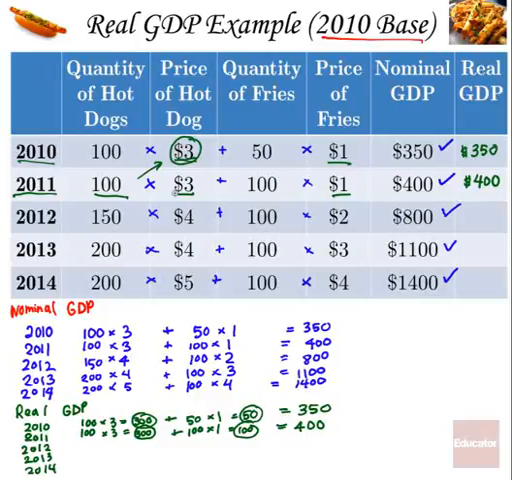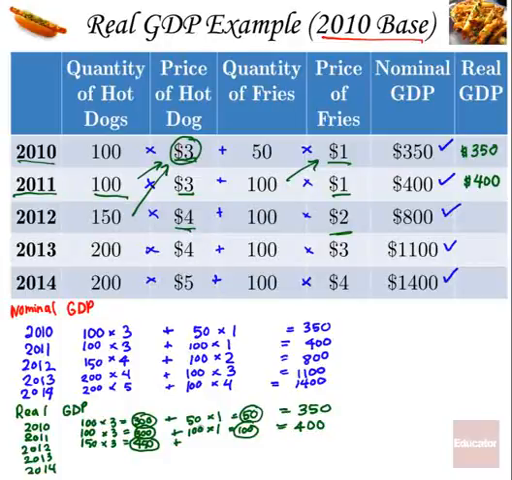But notice how the price of the hot dog has increased and the price of the fries has increased here. So now you're dealing with 150. Now you multiply by that $3, not that $4. So it's now 150 times 3 equals 450.